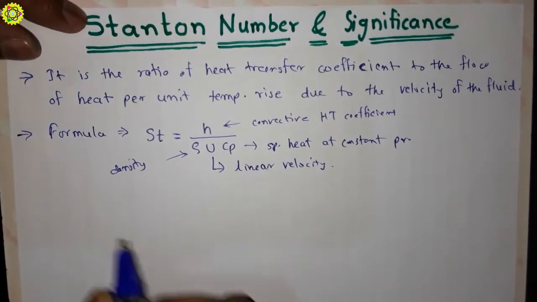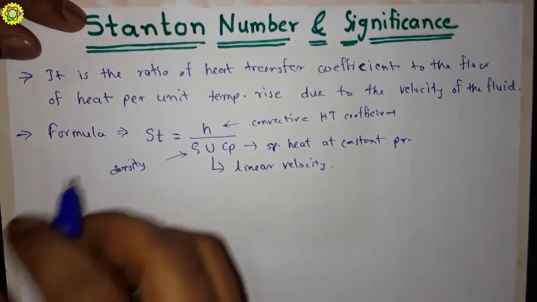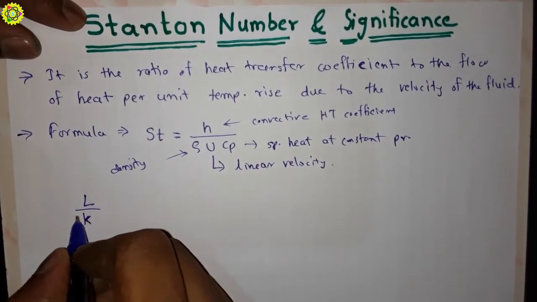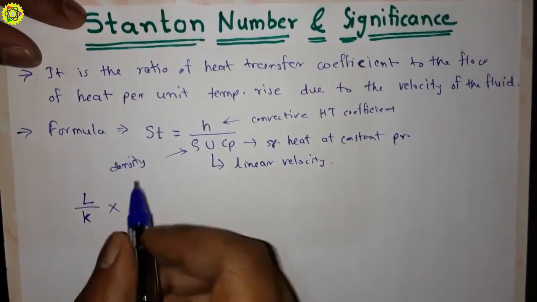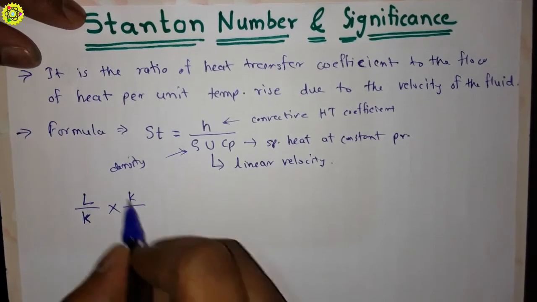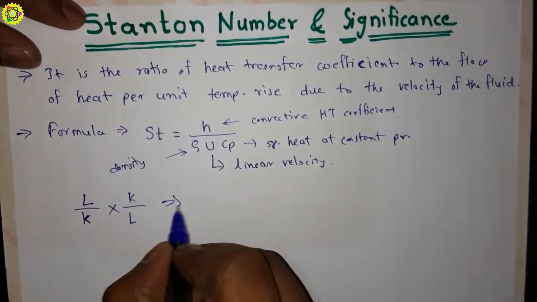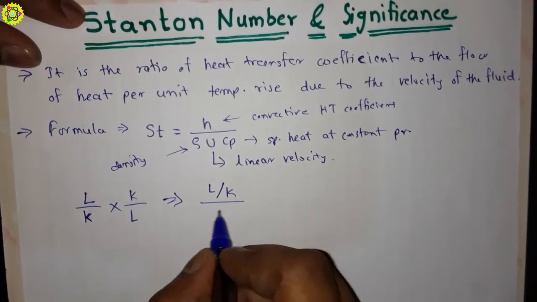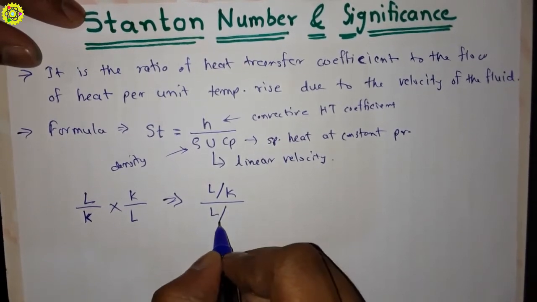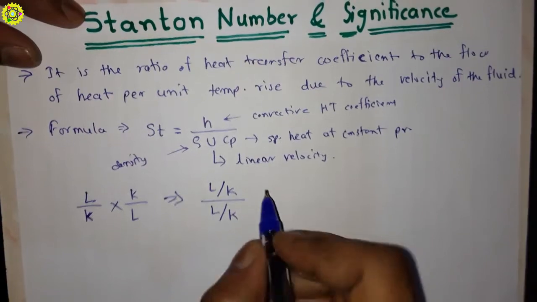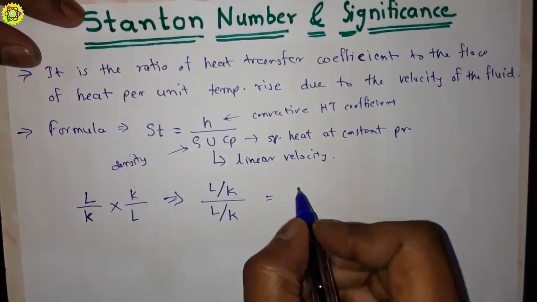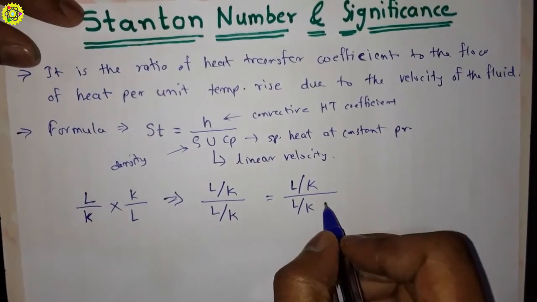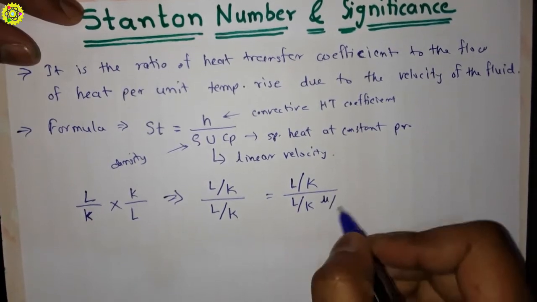Now we will simplify this formula. For that, we add some terms like L, length upon k, where k is the conductive heat transfer coefficient, and k upon L, these two get cancelled out. Again we add L upon k upon L upon k, and further we add mu upon mu.